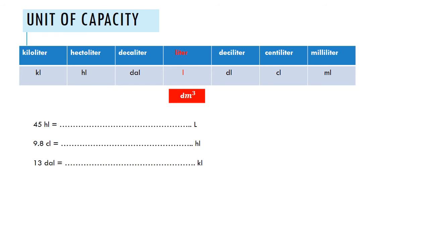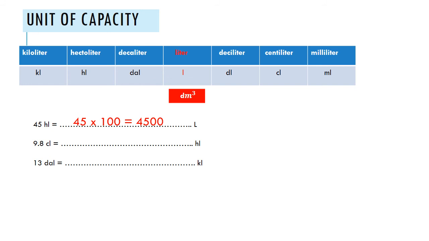3 examples. To convert from hectoliter to liter, you can see in the table that we have two steps between liter and hectoliter. So we multiply by 100. 45 times 100 is 4,500.